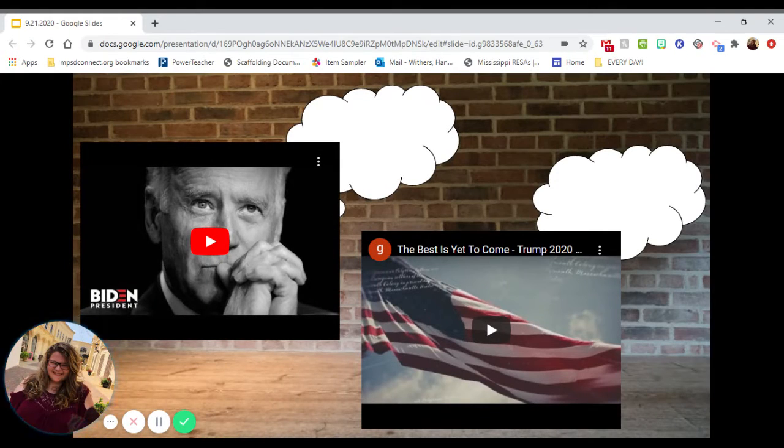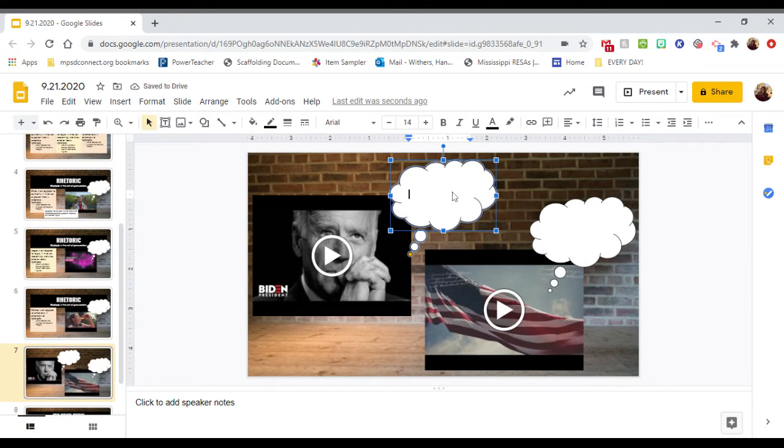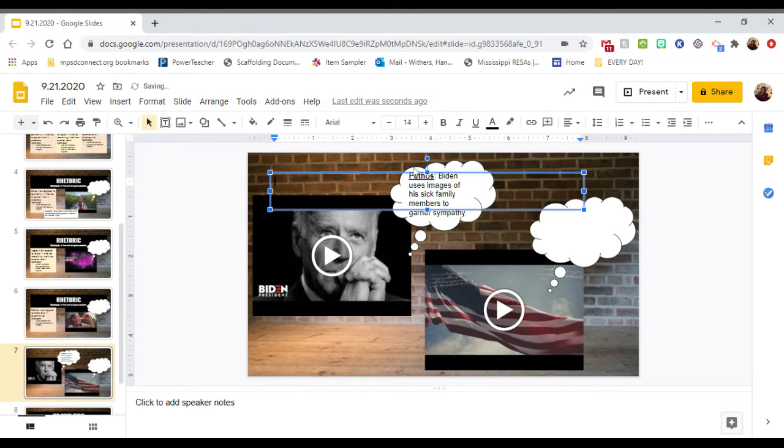Okay, so really unpacking this particular ad, I'm actually going to pop out here so I can type in my little text box over here. So first of all, when I watch this, I think it's looking at a lot of pathos. There's 2 that I see that are very prominent, but the first one I notice is the pathos. Biden uses images of his sick family members to garner sympathy, right? He wants to earn this sort of sympathy and show that he's been in that position, right?